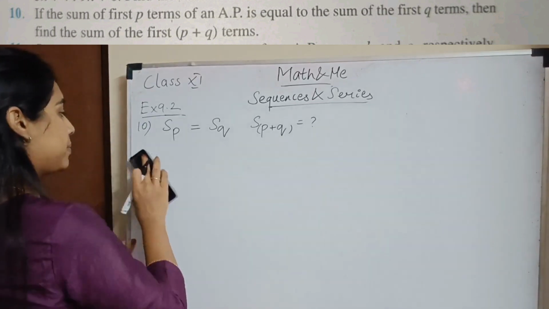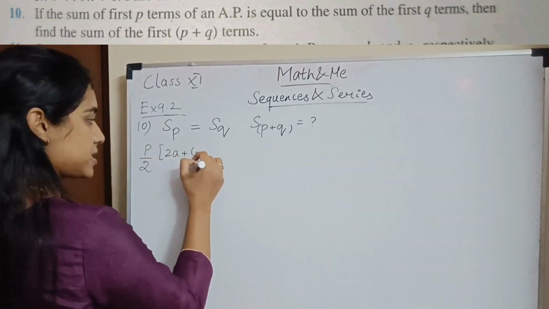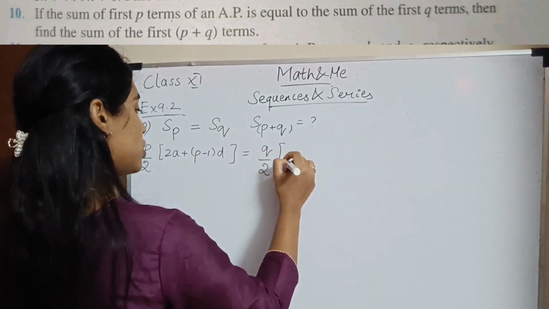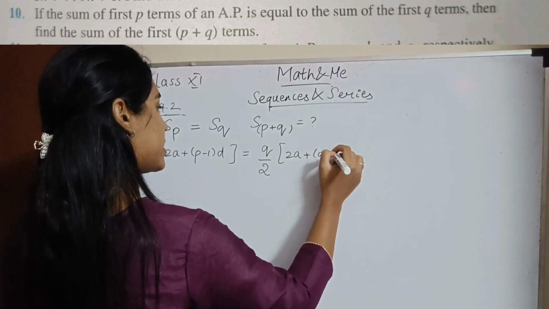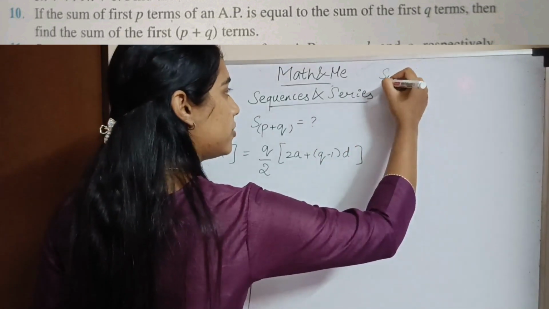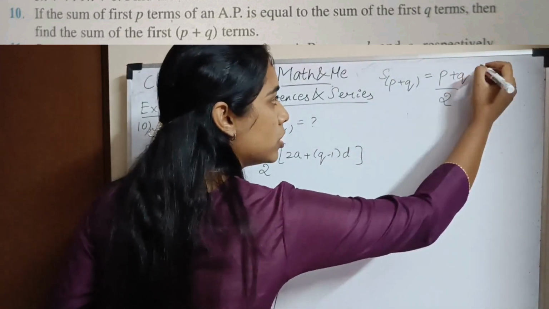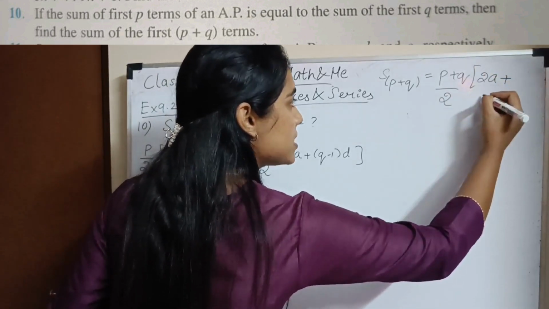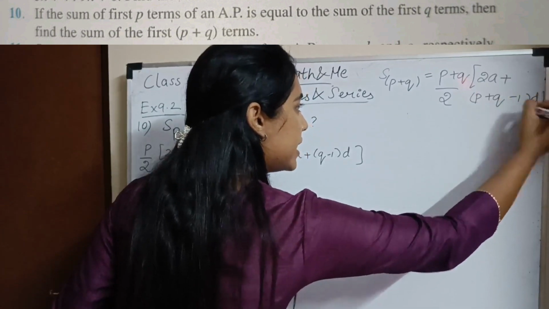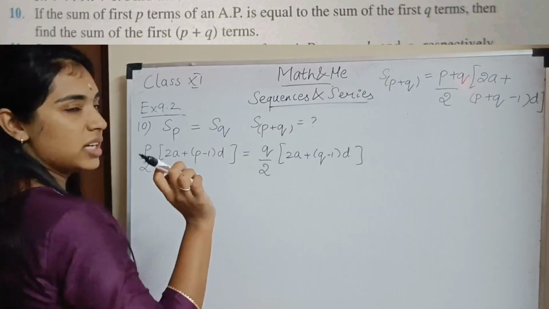N by 2. Here n is P. P by 2 of 2A plus P minus 1 times D equals Q by 2 of 2A plus Q minus 1 times D. So what do you actually need? S of P plus Q is nothing but n by 2 of 2A plus n minus 1 times D. So what are your unknowns? A and D are your unknowns. So you need to find what your A and D are.